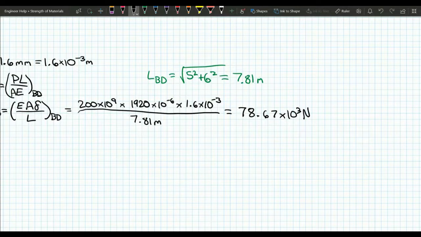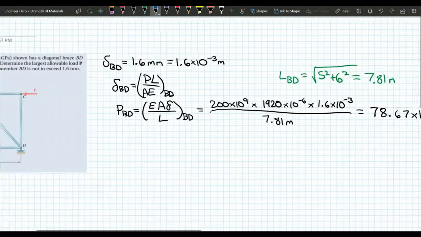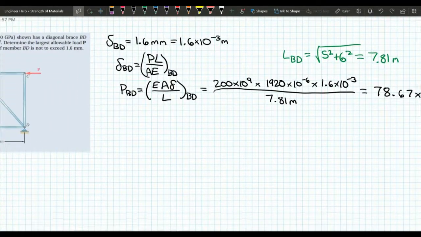All right, so we calculated the force in BD, but this is not the final answer, because the question is asking what is P. So let's draw a free body diagram of joint B. So we have joint B over here. We got a positive value for force BD, so we know that's going to be in tension.